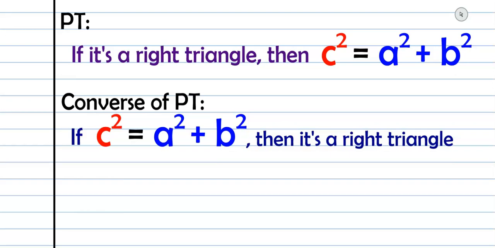The difference here, or what we need to add, is that we can't necessarily call c the hypotenuse, because when we're starting a problem like this, we don't know for sure if it is a right triangle or not. So instead, we're just going to say it's the longest side. If the longest side squared is equal to the sum of the shorter two sides squared, then it is a right triangle. So that's the converse of the Pythagorean theorem.